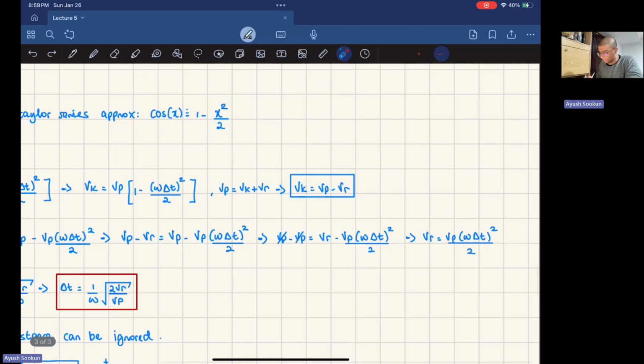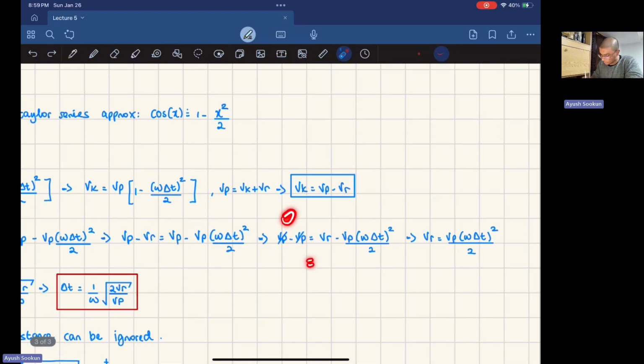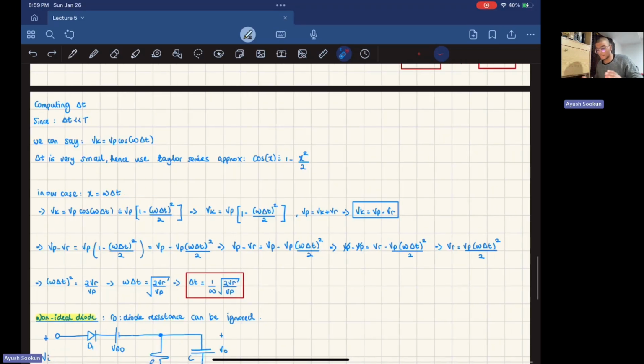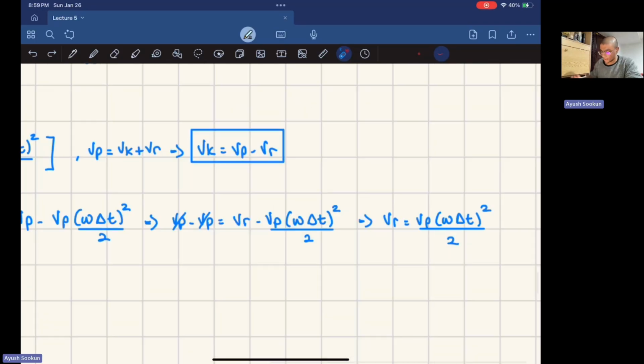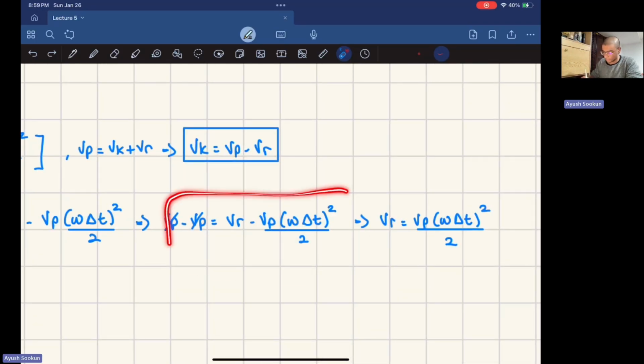Now I'll bring all the Vp's to one side and all the Vr's to the other side. So Vp on this side, Vp on this side, these two are going to cancel out, just like I did here. And we have 0 equals Vr minus Vp times omega delta t squared over 2. This is just math, guys. It's all about knowing the process. This is just algebra. Pause the video, go through the algebra yourself. If you get confused, you can follow the steps and you get there. It's not that hard. Okay, so we have this thing going on here.